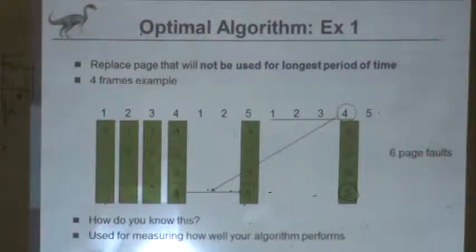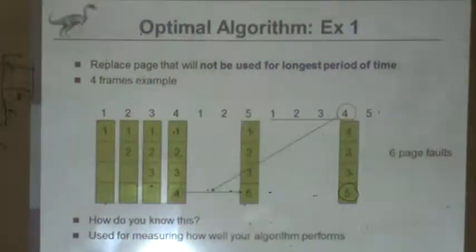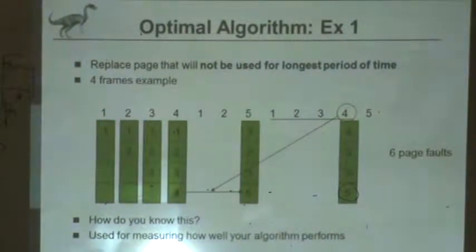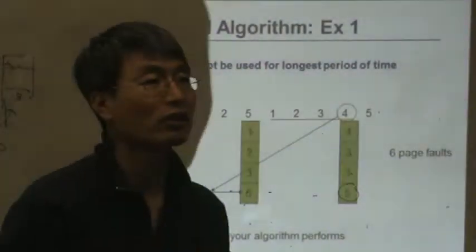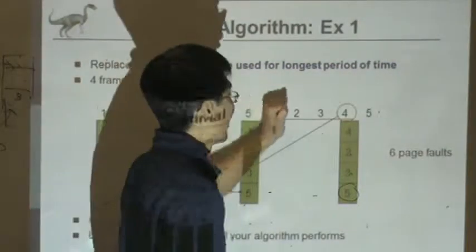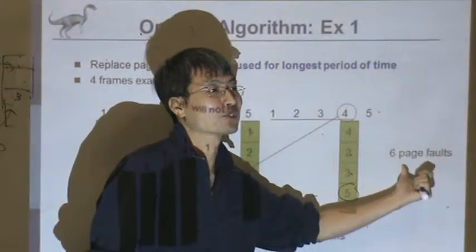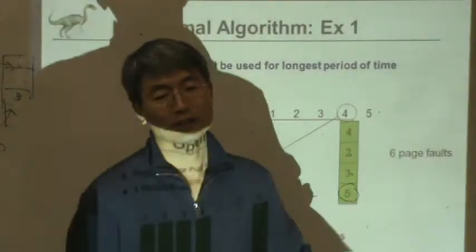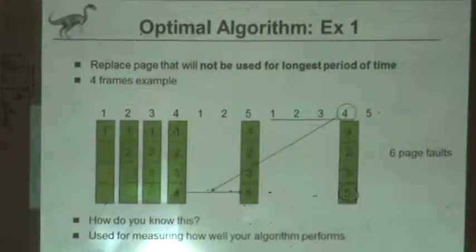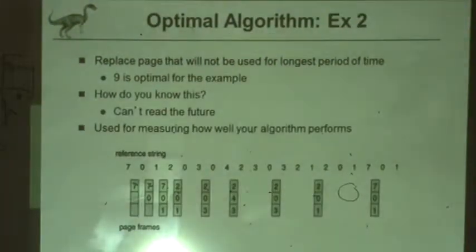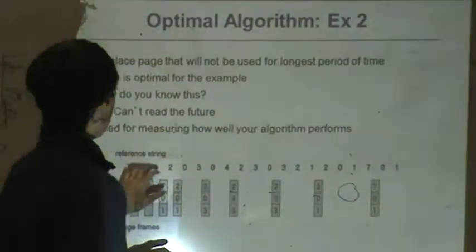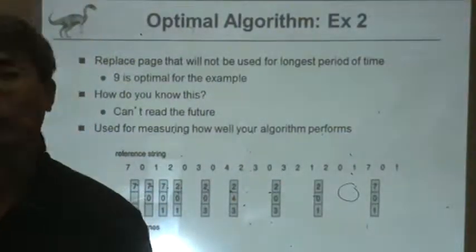So sometimes this optimal algorithm is used for reference, which means I have a new algorithm and I'd like to compare it with the optimal, to see how close it gets to the optimal solution. So why don't you apply the optimal solution to another reference string? Try it, okay?